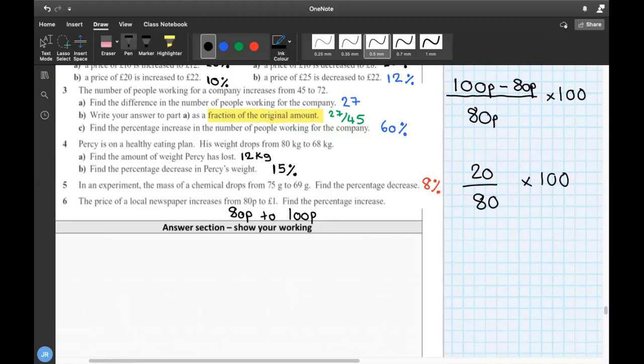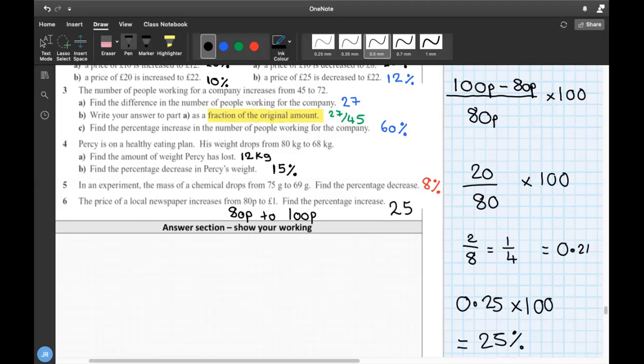Simplify that. Again, you could treat this as a fraction if you wanted. You've got 2/8, which is the same as 1/4, which is the same as 0.25. Okay, so 20 divided by 80 is the same as 0.25. You want to multiply that by 100 to get it as a percentage, and then you're done. You've got 25%. So the percentage increase is 25%.